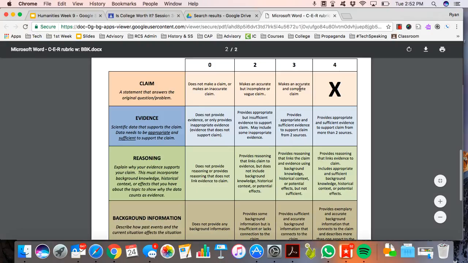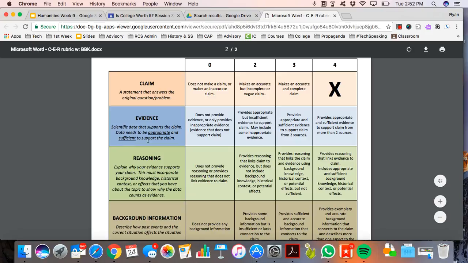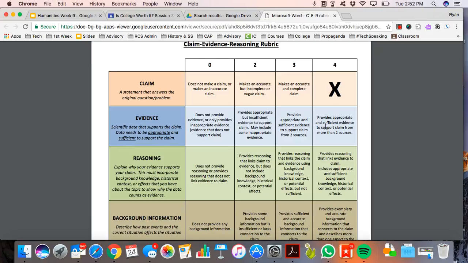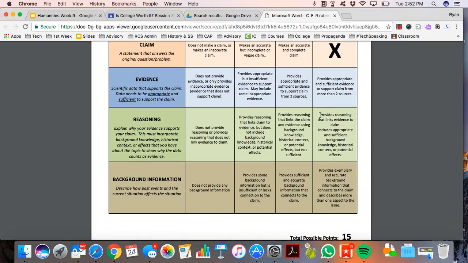If your claim is accurate and complete, you'd score 3. Evidence is about appropriate and sufficient support. So basically, with the evidence, you can't just throw random facts out there. They have to connect to your claim and provide enough evidence. And we're shooting for two different sources. And we'll talk about where that evidence is coming from. Reasoning, you can see, provides reasoning that links evidence to claim.